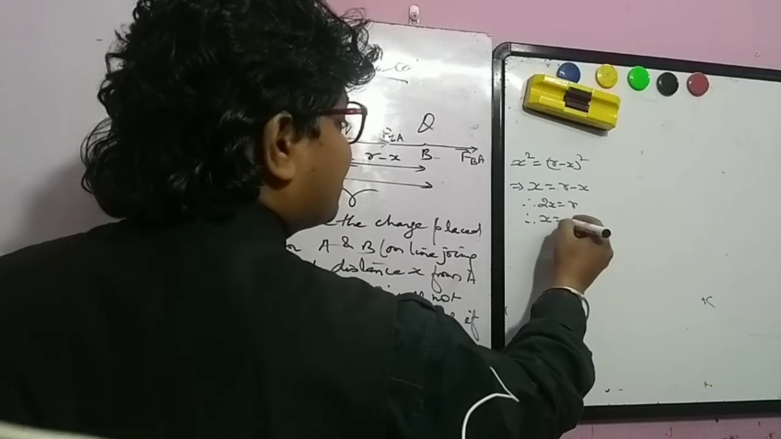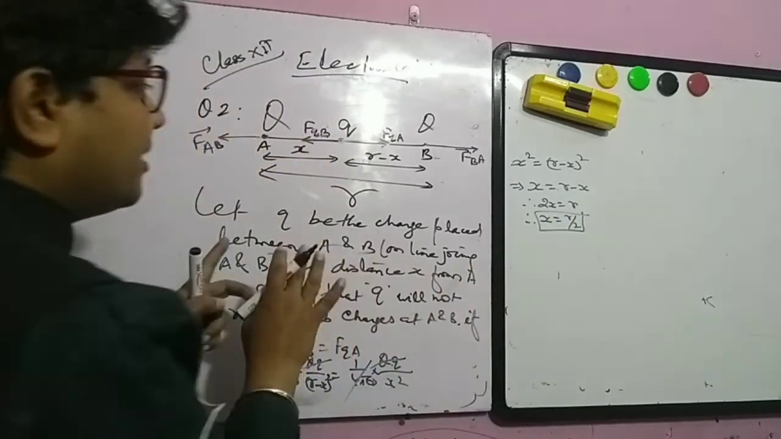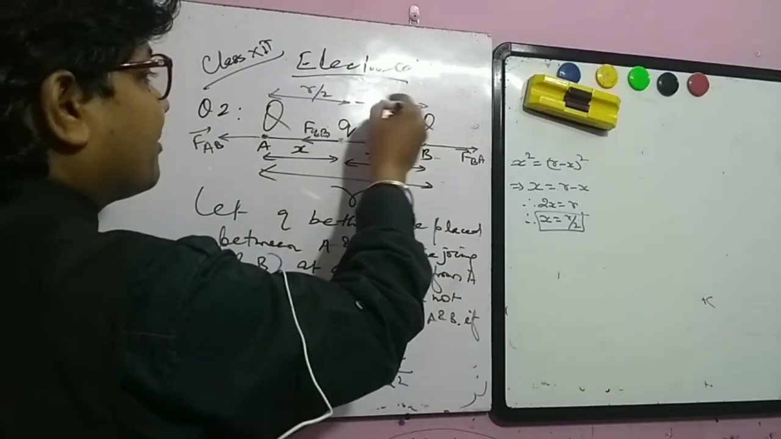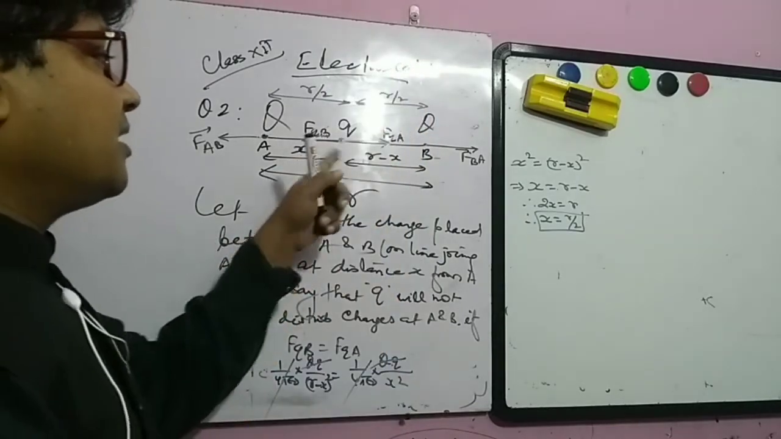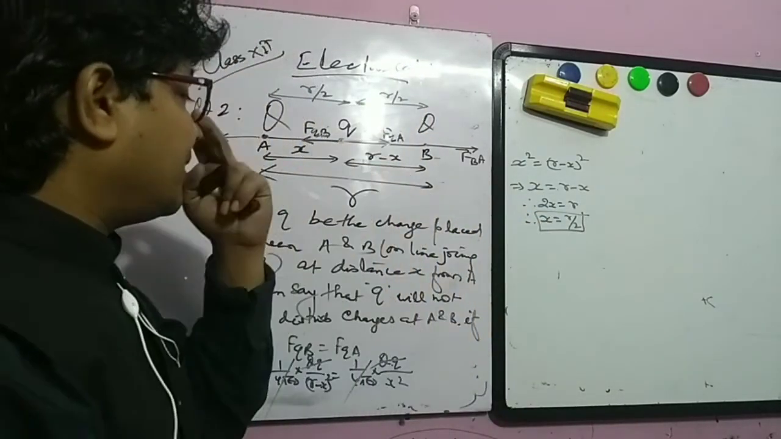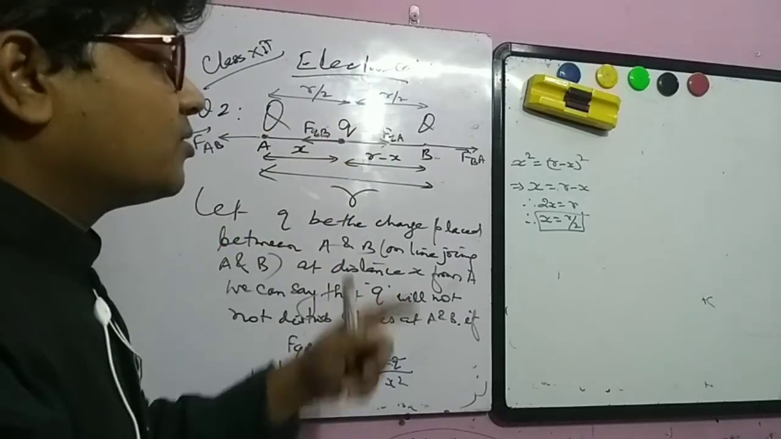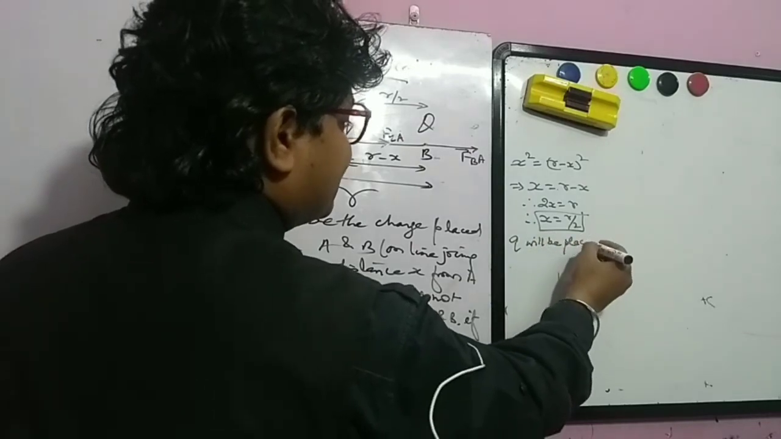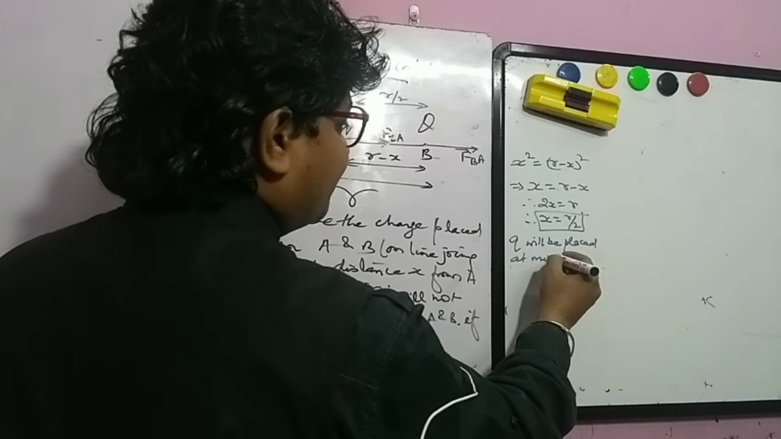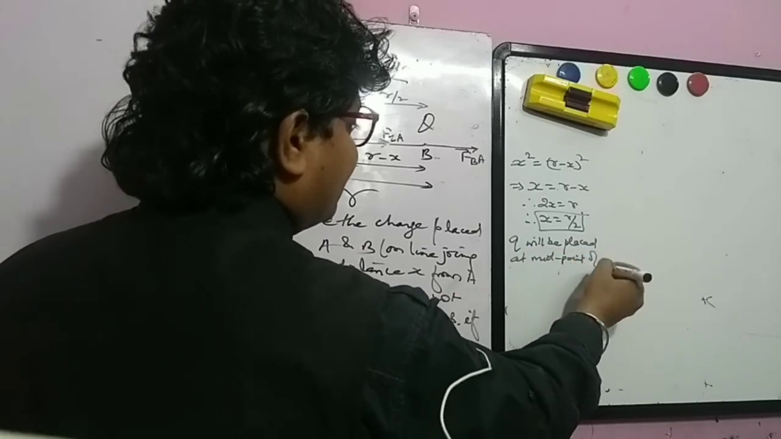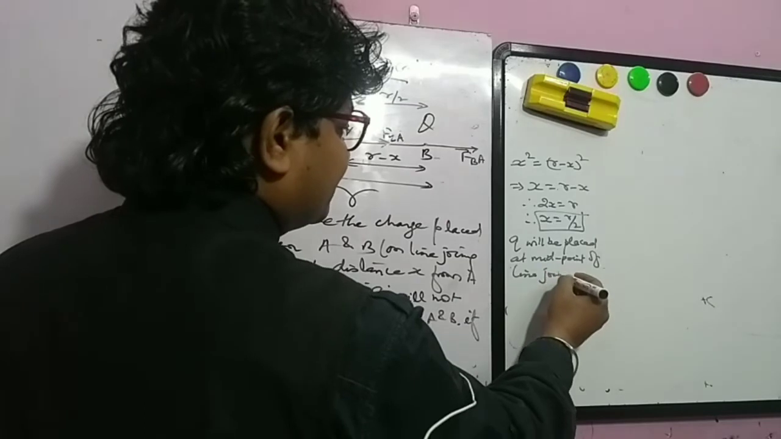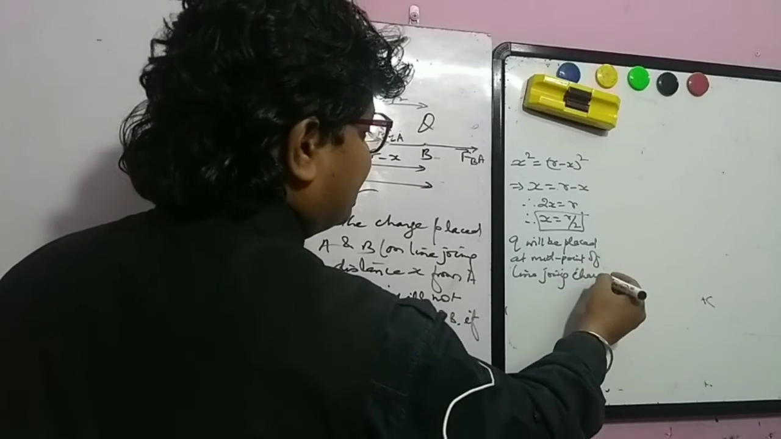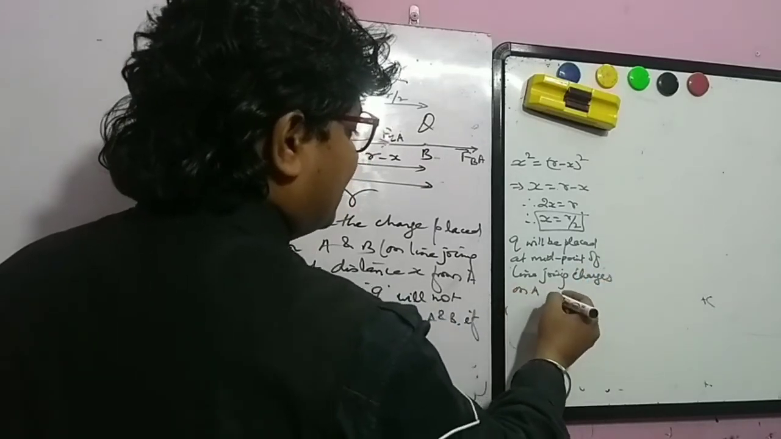so x is equal to r by 2, it means हमें मिडिल में रखना पड़ेगा इस चार्ज को, अगर बैलेंस रखना है तो r by 2 पर रखना पड़ेगा, राइट। So this will be the place where we have to place this charge q, right. So q will be placed at the midpoint of the line joining AB charges.